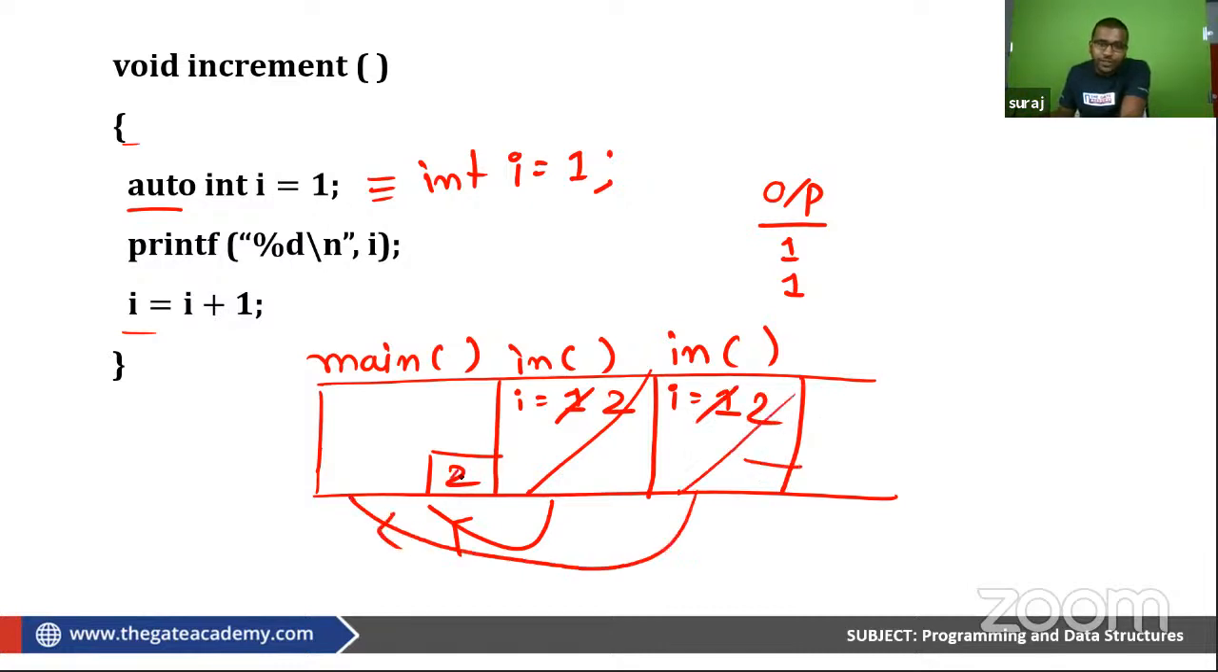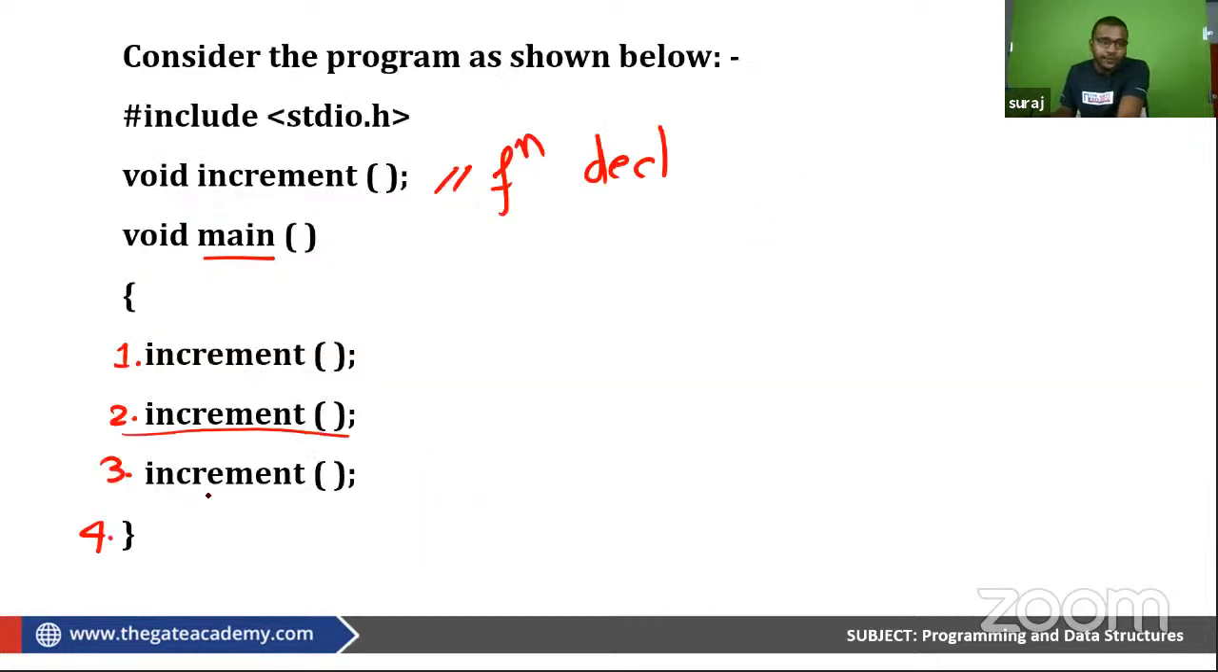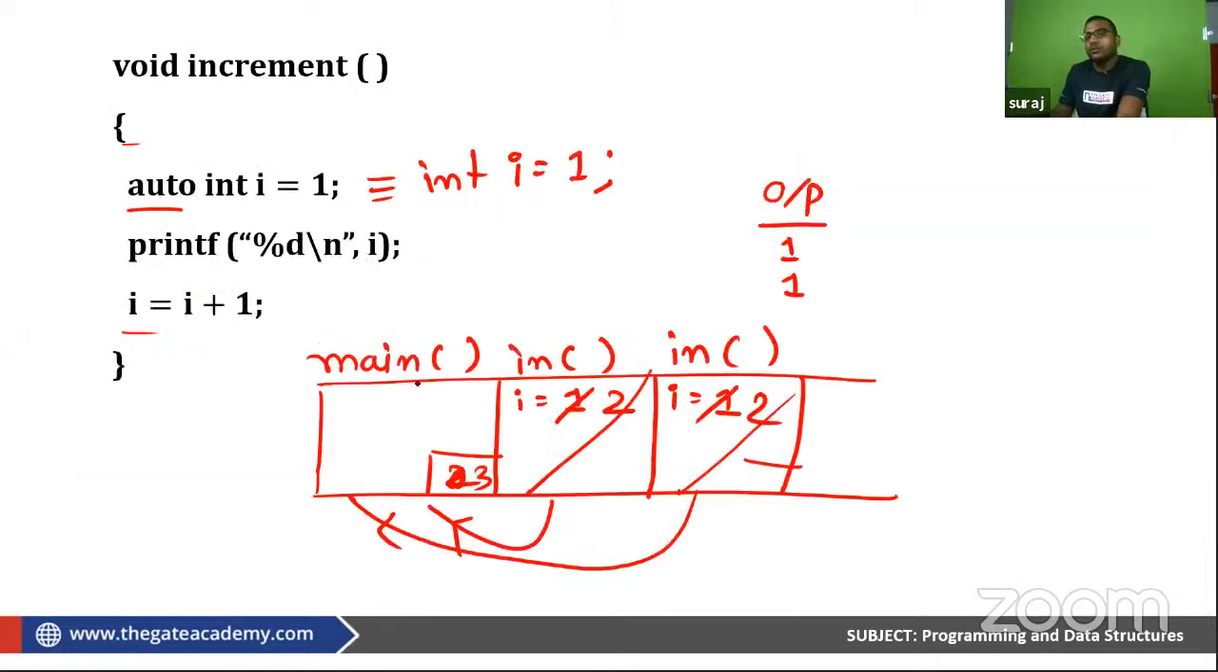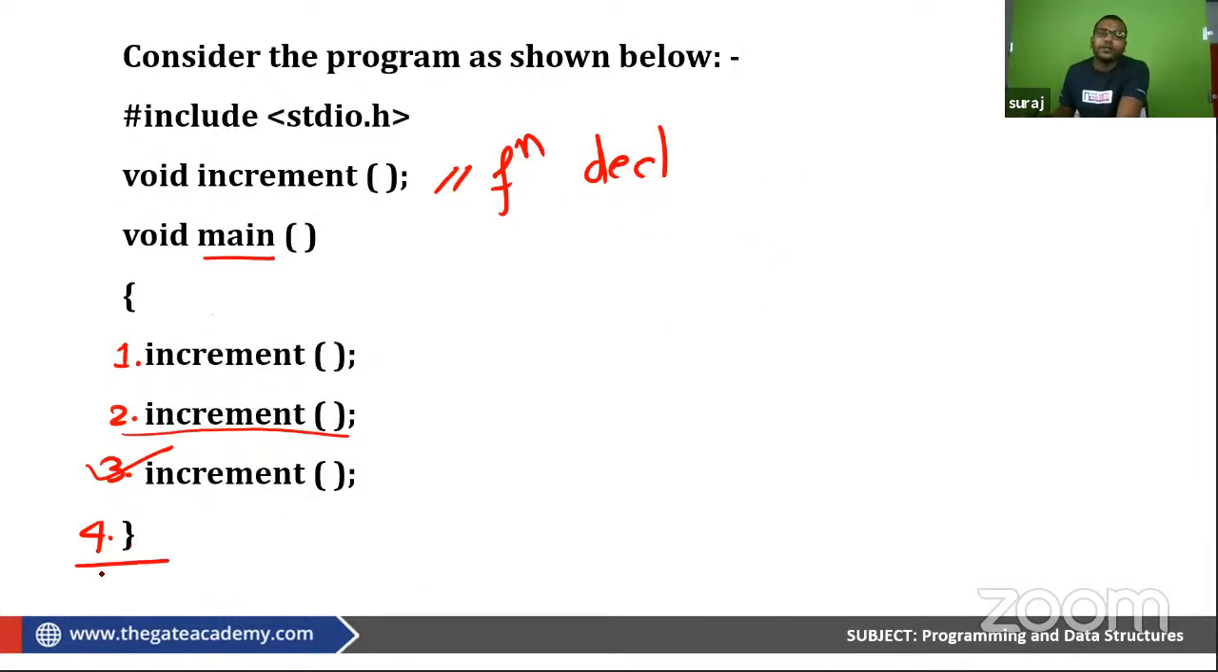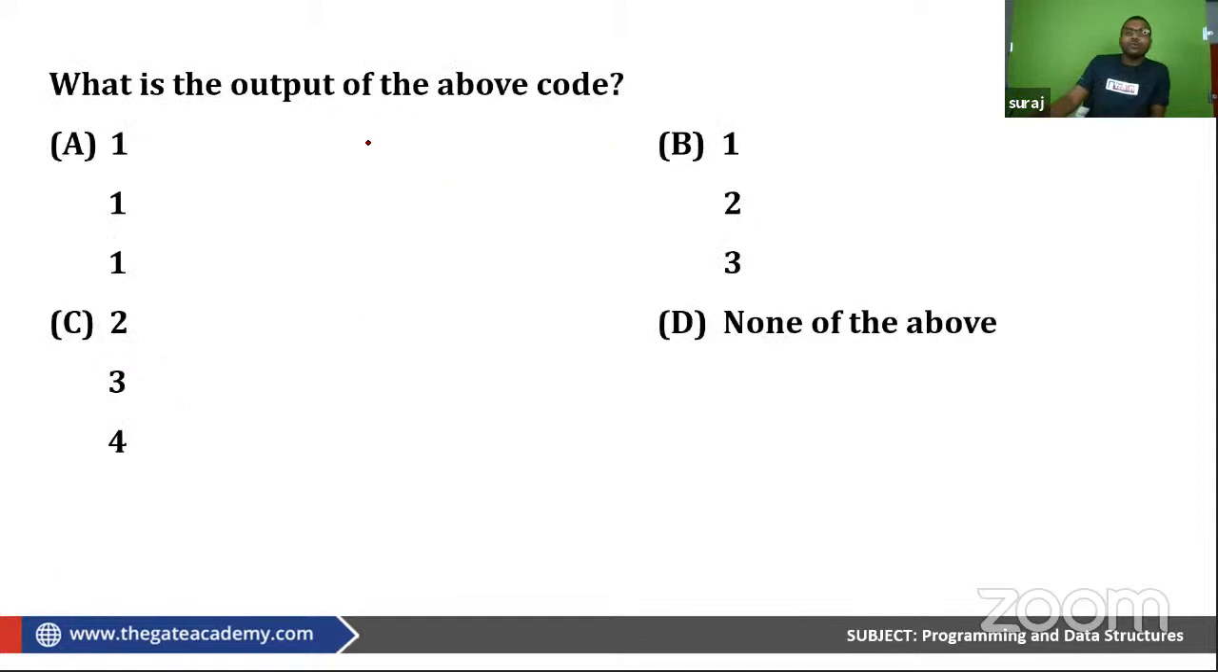Now which line will it execute? Line 3. Again increment will do the same thing. Again i equal to 1. Print i, 1 will get printed. Then i equal to i plus 1, it's 2. Then again the work is done. Now it will return to main, and nothing else is there. So the output of the above code is 111. Understood? 111. This is the case of an auto variable.